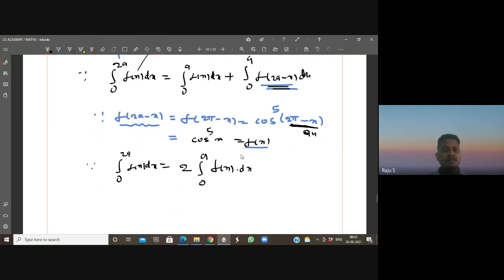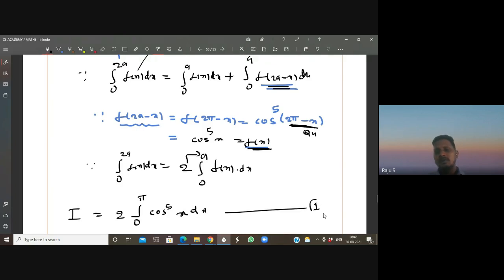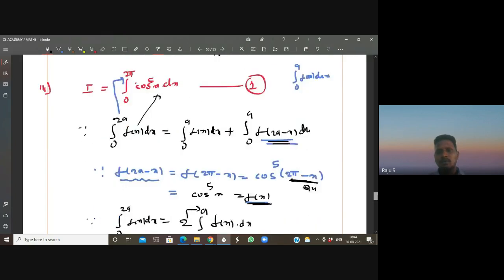If it is an odd function, this integral becomes 0. Here cos power 5x is an even function, meaning same value. So the given I is equal to 2 times the integral, where 2a can be written with the 2 taken inside: when I multiply this 2 into a, we get 2a, and in the same way here it is pi. The given question is 0 to 2 pi, but I am taking 0 to pi of cos power 5x dx, right? Now let us take this as equation 2.